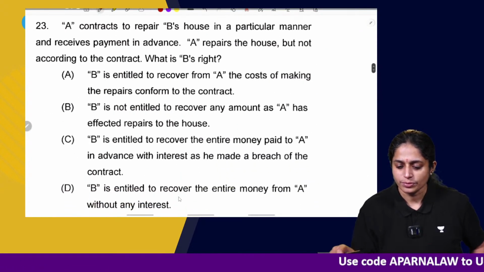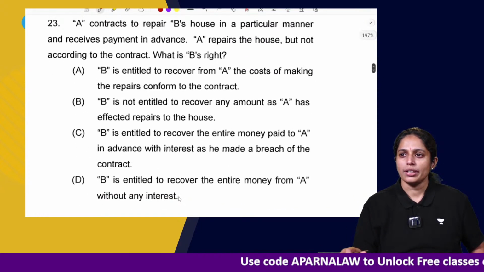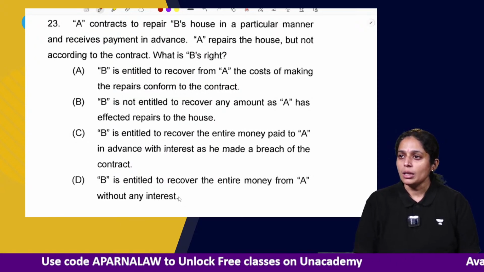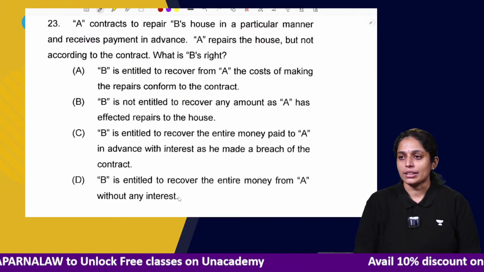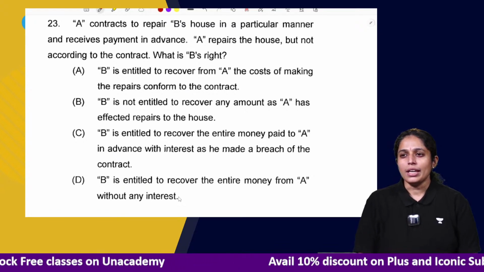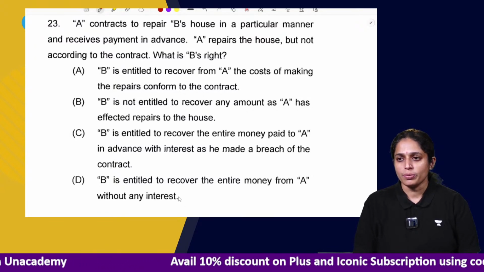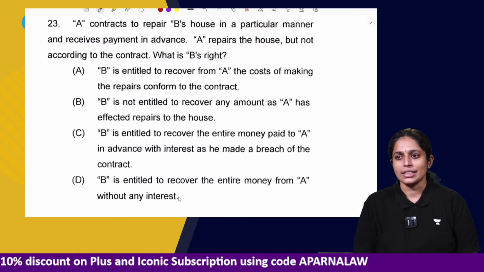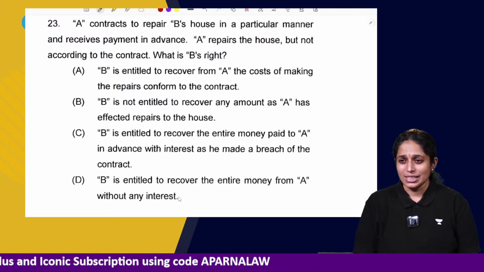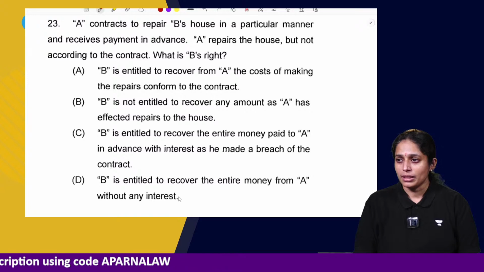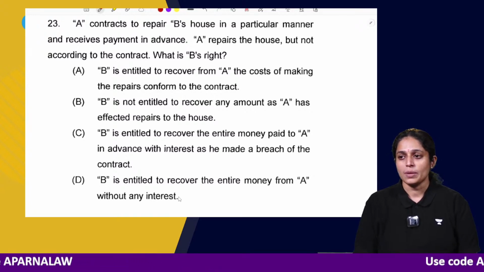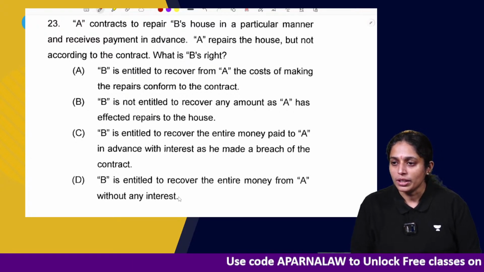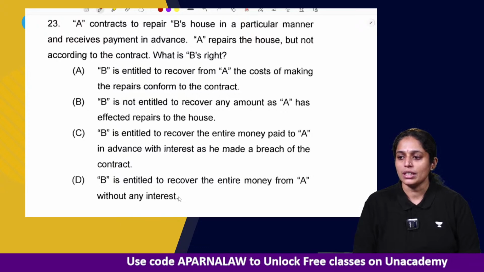23rd. A contracts to repair B's house in a particular manner and receives payment in advance. A repairs the house but not according to the contract. What is B's right? A. B is entitled to recover from A the cost of making the repairs conform to the contract. B. B is not entitled to recover any amount as A has effected repairs to the house. C. B is entitled to recover the entire money paid to A in advance with interest as he made a breach of the contract. And D. B is entitled to recover the entire money from A without any interest.